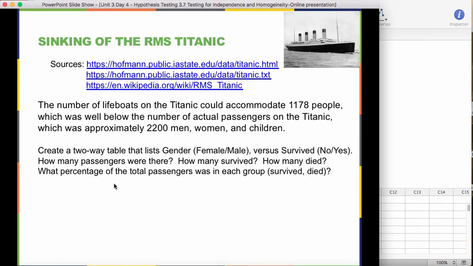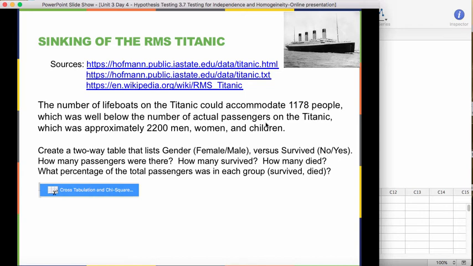What we're going to do first is create a two-way table that lists the gender, whether the person was female or male, versus survived, no or yes. A couple of questions are: how many passengers, how many survived, how many died, and what percentage of the total passengers was in each group, either surviving or dying. So let's begin. To do this, we're going to do a cross-tabulation in Chi-squared again.